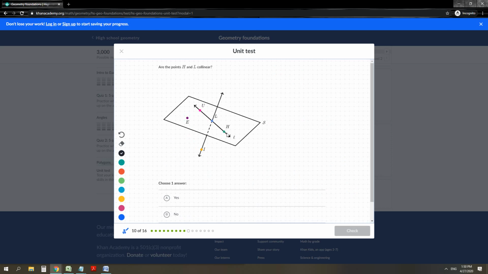Are the points H and L collinear? Collinear means on the same line. Notice H and L are both on the line L. So yes, they are collinear.